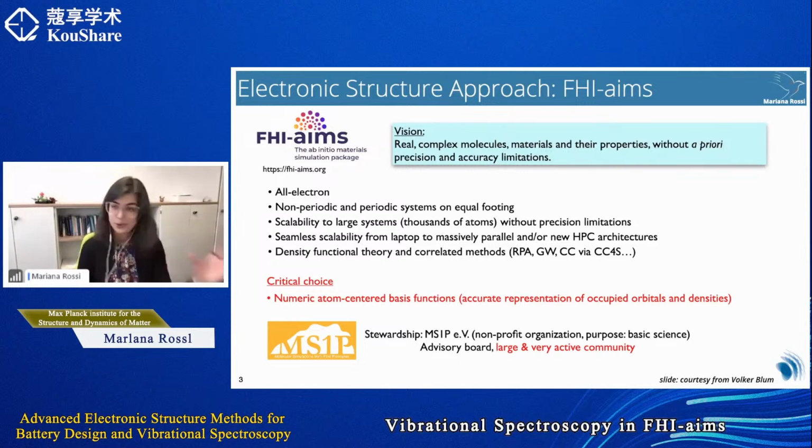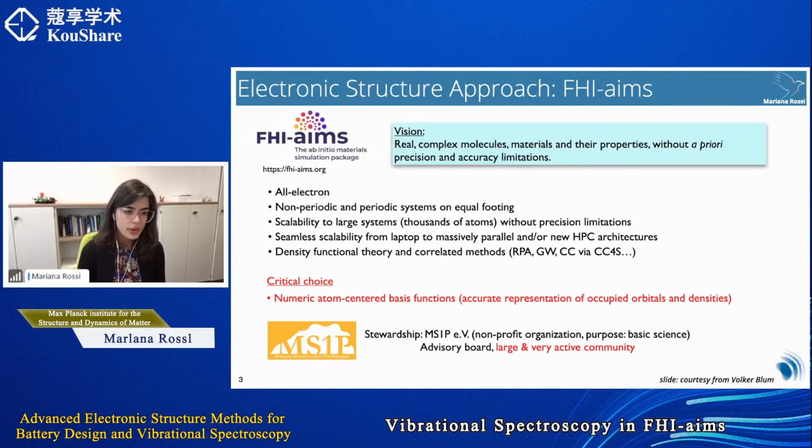And of course, it's not only us. The development of the code is based on a large and very active community. So it's a community-based code that gets a lot of scientists contributing to it.